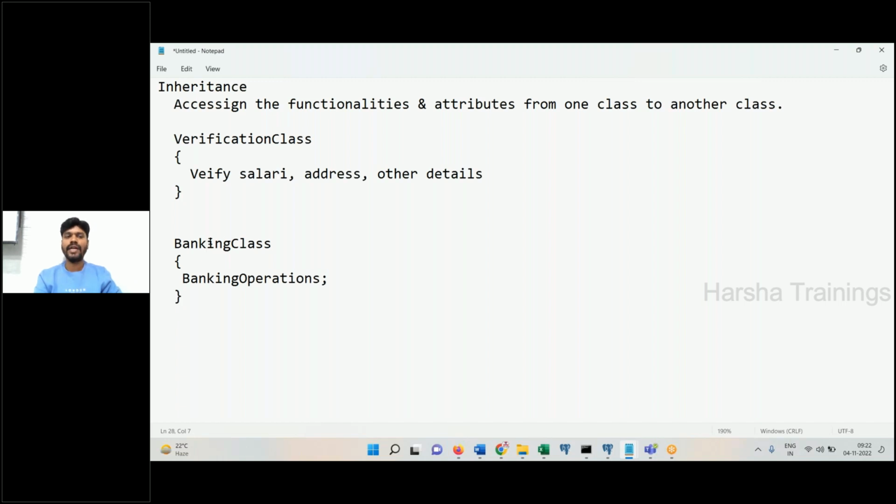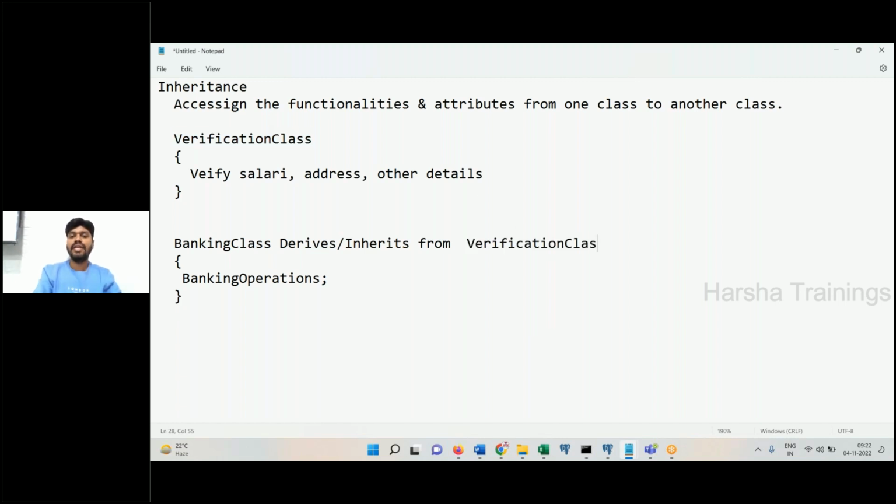The banking class wants to access the verification class and its features. That can be possible by using inheritance. Then the design should be like this. You need to make a relation between these two. The banking class derives, or you can say inherits, from where?